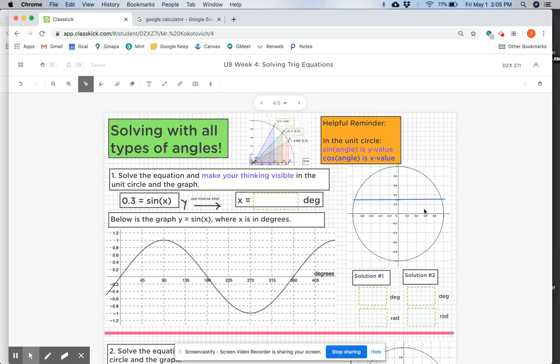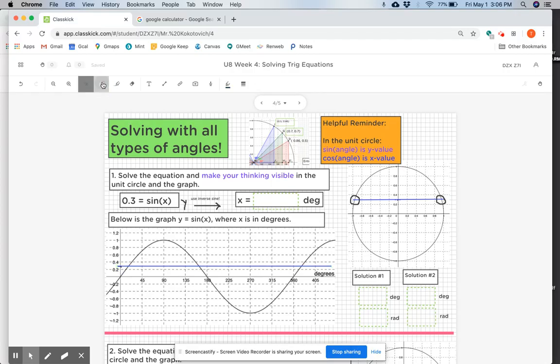Okay, so I know that I'm going to have two places where I have a height of 0.3. And I'm going to circle them both. One will be in the first quadrant here, and the other will be in the second quadrant. And now down to my graph here, 0.3 is going to be a y value on here as well. So where is that on the y-axis? Okay, right in between here. So I'm going to make a line at that height right here. And there we go.